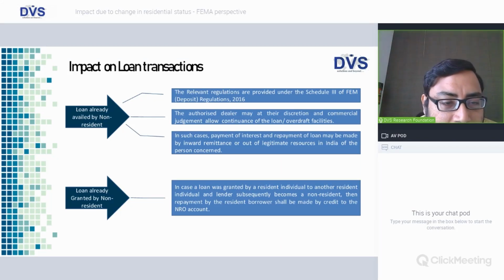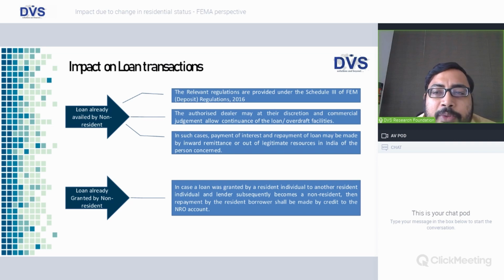And then the impact on loan transactions. If the resident had availed loans at the time of being a resident, and now becomes a non-resident, the relevant regulations are provided under Schedule 3 of the FEMA Deposit Regulations 2016. As per that, the authorized dealer, the AD bank, at their discretion, may allow him to continue the loan or the overdraft facilities. In such cases, the interest and repayment of the loan may be made by inward remittance or out of legitimate sources in India of the person concerned.